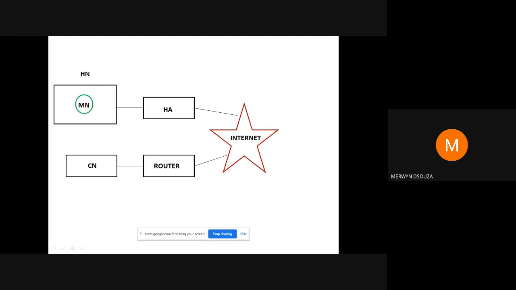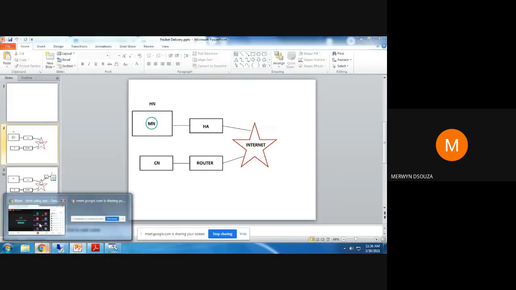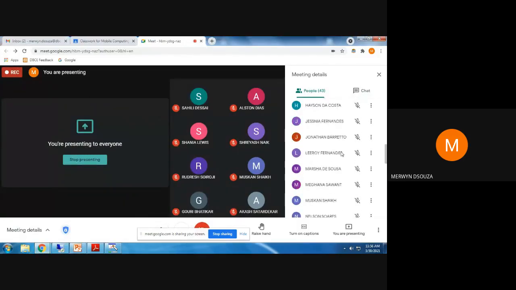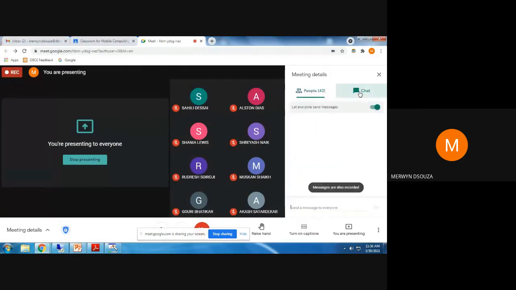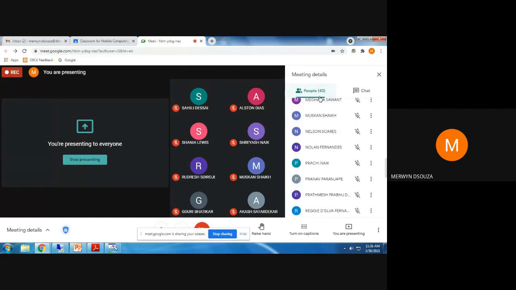Does anyone have any difficulty with this case? Please let me know, because I won't repeat this process again. You can let me know in the chat box. Does anyone have any doubt how the communication works between CN and MN if the MN is present in the home network? Any doubt about this? Okay, let's go to the second case then.